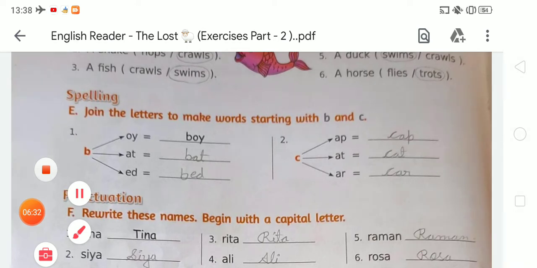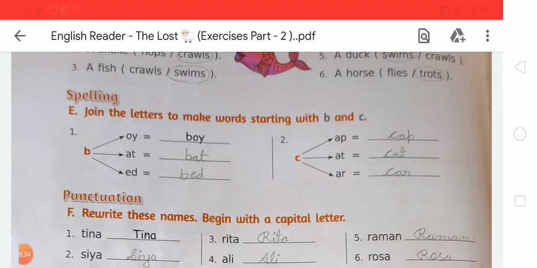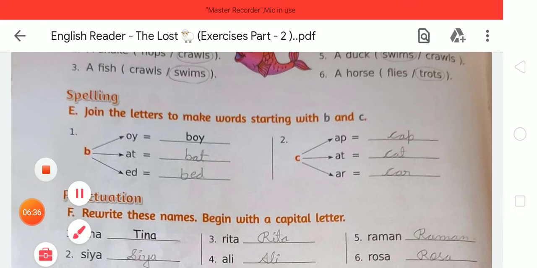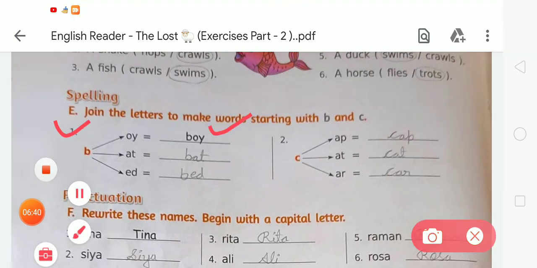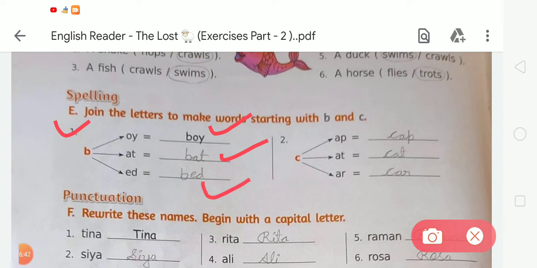So like this we have to write these words. Okay, student. One more time we are going to check. So in number 1, there is BOY, boy, BAT, bat, BED, bed, CAP, cap, CAT, cat, CAR, car. So like this we have to complete this exercise D and E.